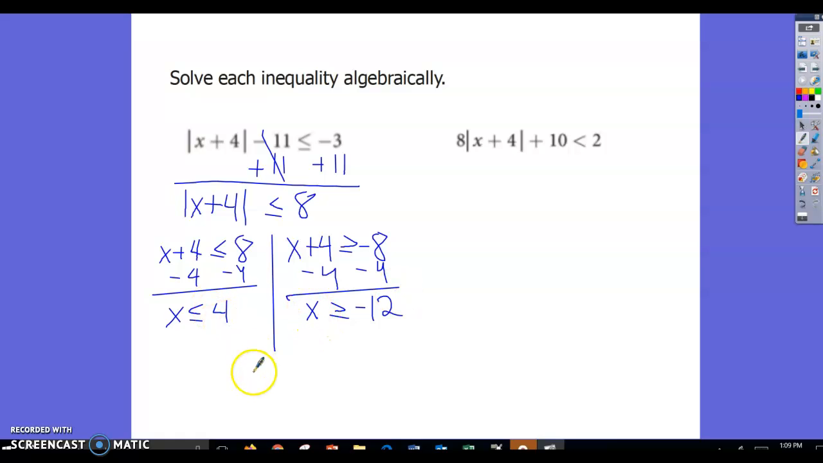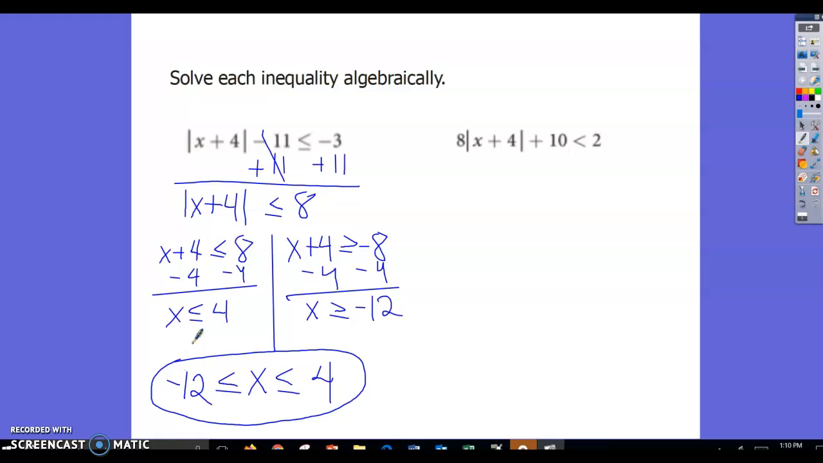So we're going to put x in the middle. We've got -12 and we've got 4. The variable's on the left, so we bring the symbol straight down. Here we had to switch it because we moved the 12 to the other side, so we have to switch this around as well. So our solution is all x's between -12 and 4 for this absolute value inequality.